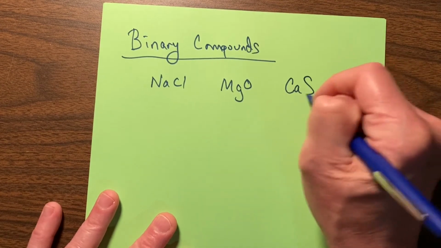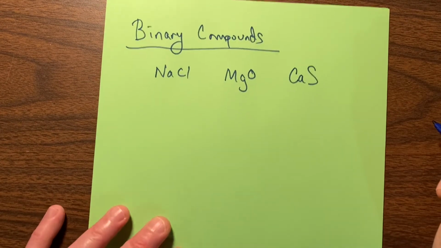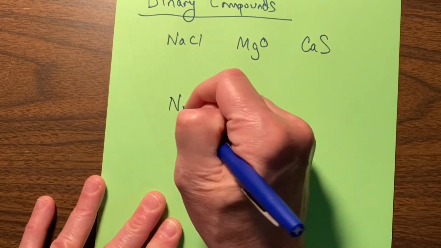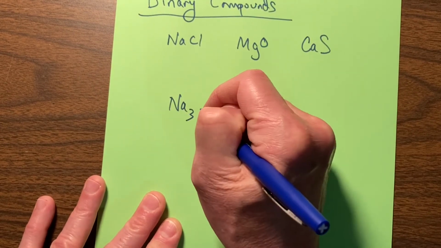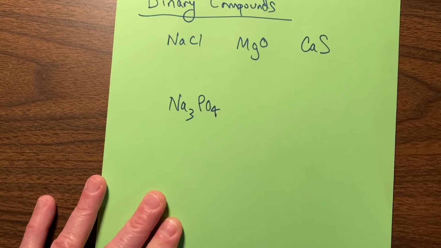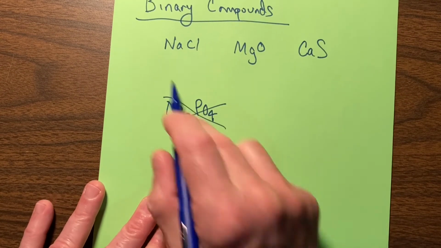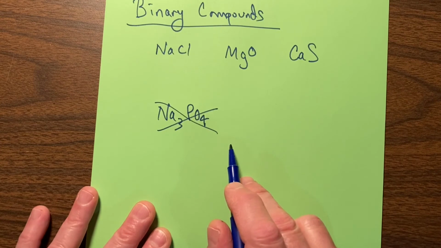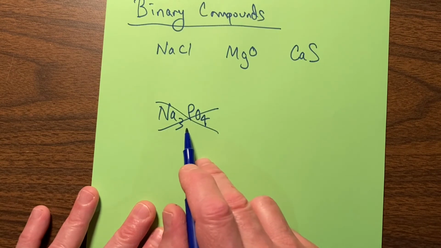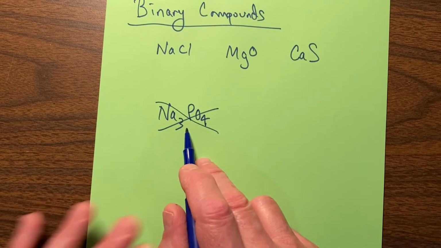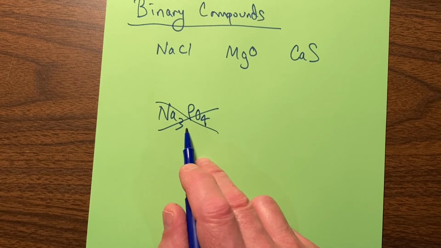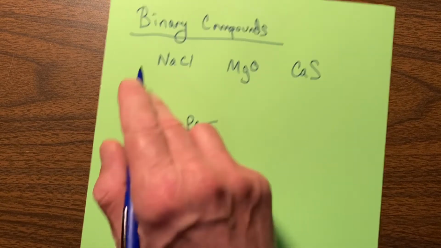Calcium sulfide, 2 elements. Those are binary. Compounds like when sodium would combine with phosphate would be Na3PO4. That is not a binary compound because it contains more than 2 elements, but they're all ionic compounds. But the rule for naming a compound that contains a polyatomic is slightly different than a binary compound.